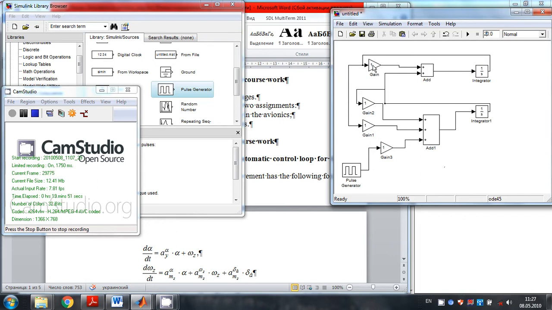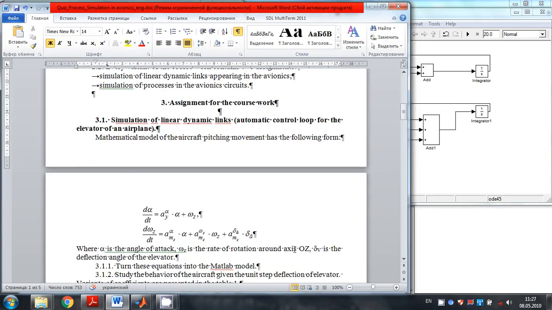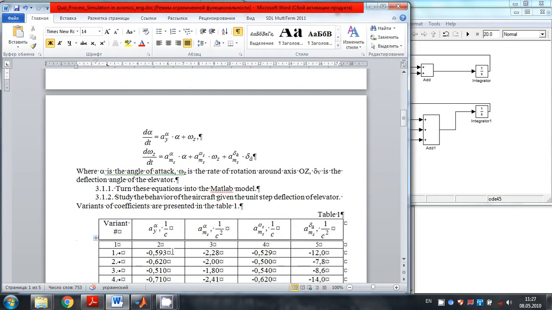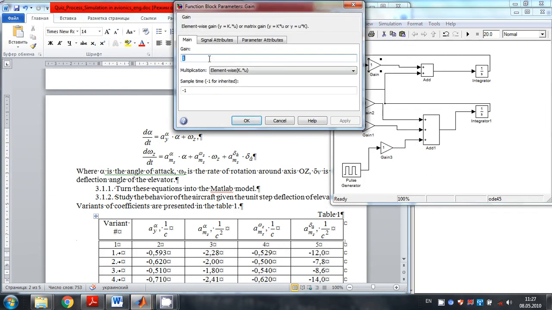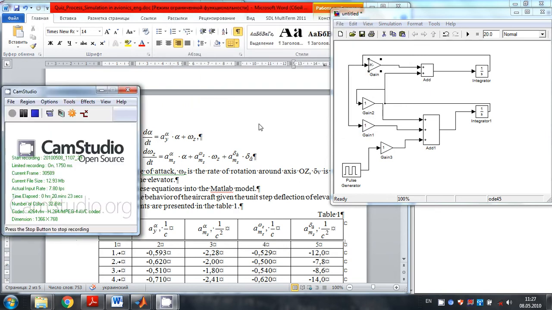We need to put these gains here. For example, let's take the first row, the first variant, as an example. So as the coefficient alpha y alpha, we need to set this minus 0.593. So we double click here and set the coefficient to minus 0.593, and we click on OK.